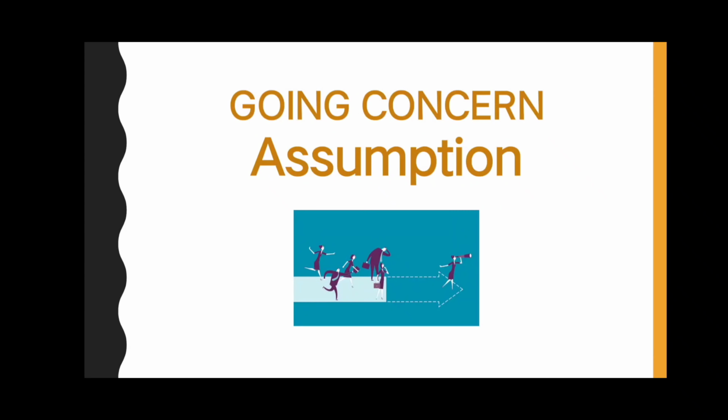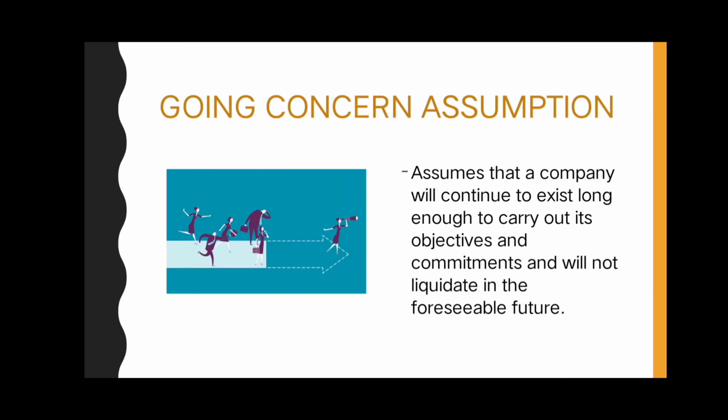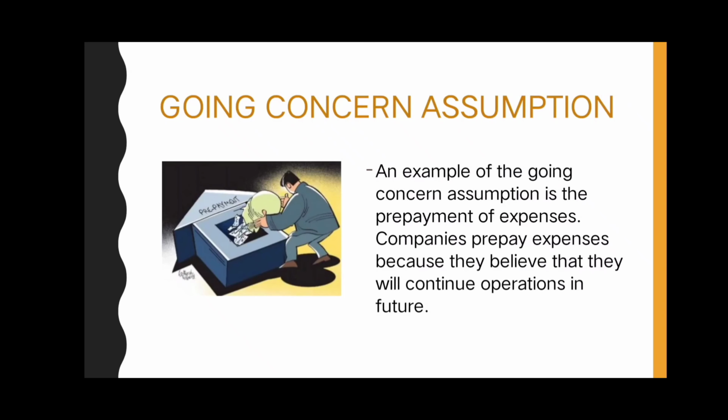Next, basic accounting assumption class, we have going concern assumption. In going concern assumption, it assumes that a company will continue to exist long enough to carry out its objectives and commitments and will not liquidate in the foreseeable future. Anong ibig sabihin nito, class? An example of the going concern assumption is the prepayment of expenses. Okay. Ano yung prepayments? These are the expenses na binabayaran kaagad nung business. For example, yung advance payment para sa renta.